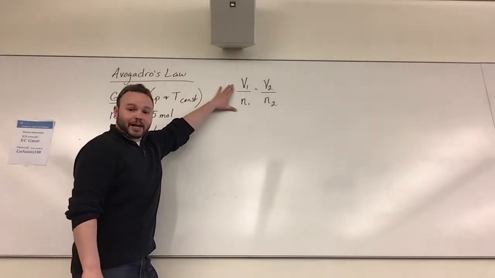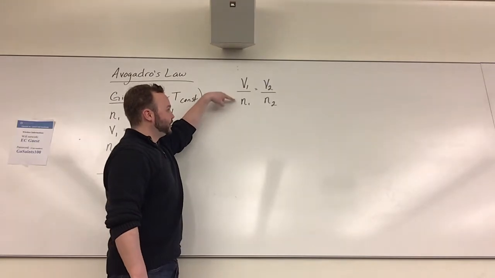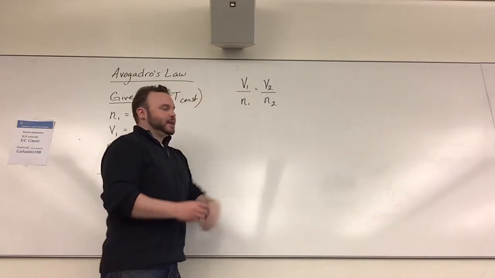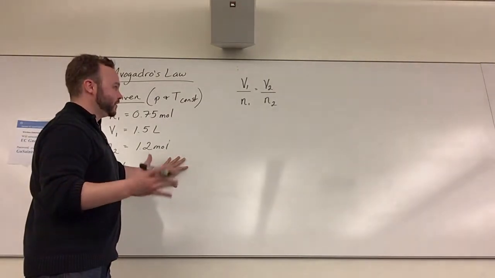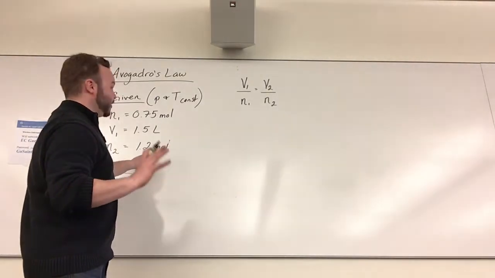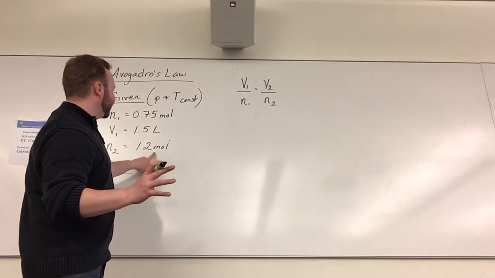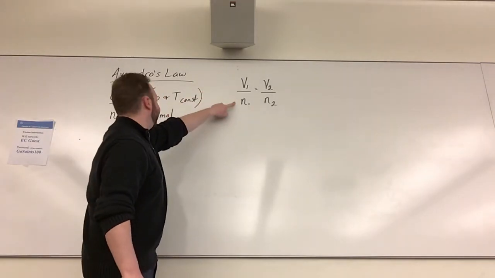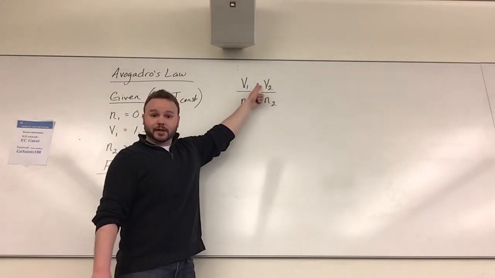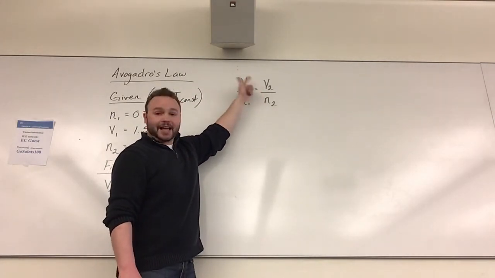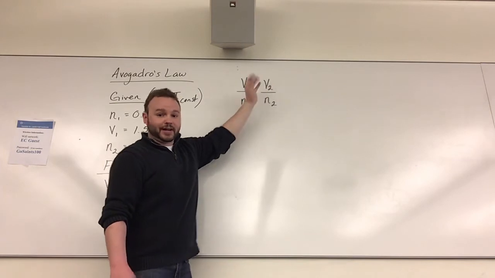So we have Avogadro's law, and we see that it relates condition 1 to condition 2. And again, I have to make sure I know my knowns and what I'm solving for. I know V1, I know N1, I know N2. V2 is what I'm solving for. So that means I have 3 knowns and only 1 unknown I can solve.